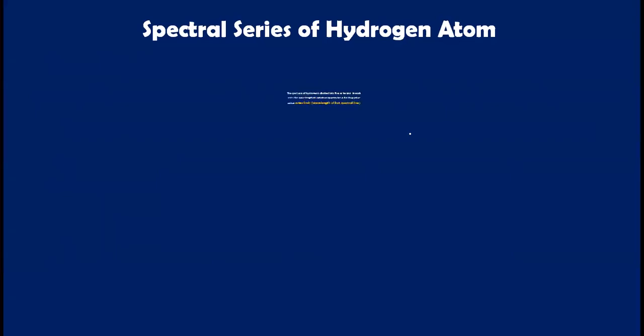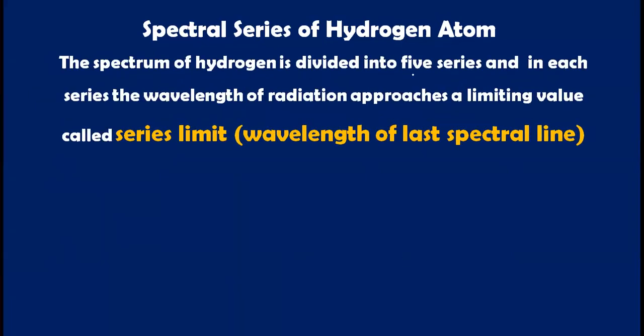Now, the hydrogen spectrum, in fact, is divided into 5 groups or 5 series. In each series, the wavelength of the spectral line or radiation approaches a limiting value called the series limit. Now, what is the series limit? Series limit is the wavelength of the last spectral line that is being emitted. And we shall discuss the series limit in detail in the consequent slides.